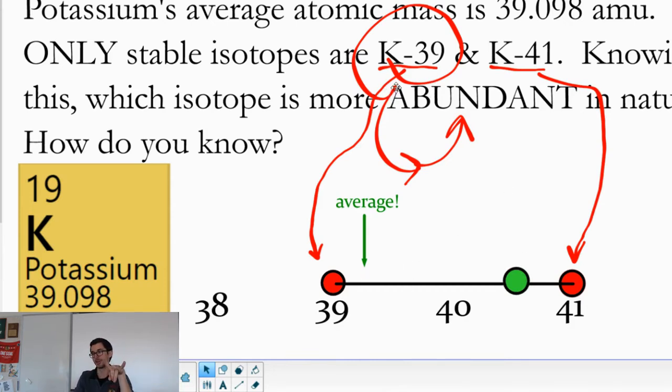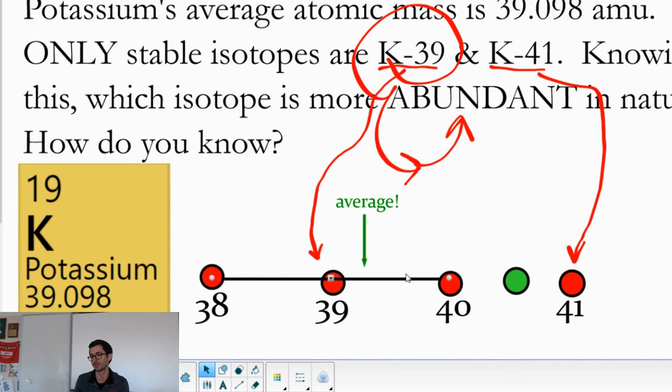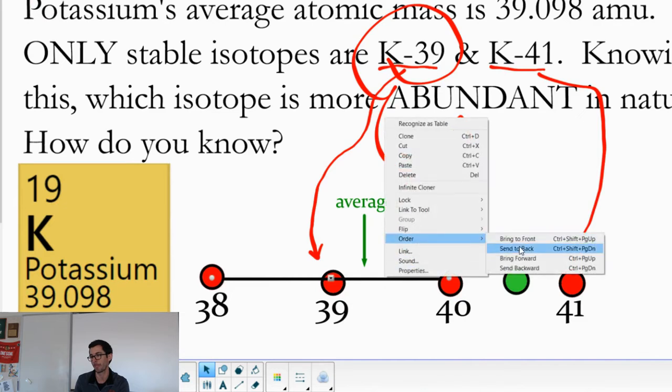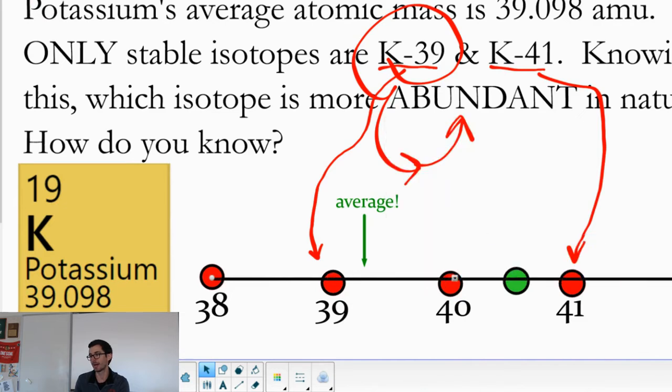So again, if you have two isotopes, it's pretty straightforward. Which one's it closer to? There you go. But here's a problem. Let's say, just for fun, this is just hypothetical, but it's the same idea. Let's say that potassium has 5 stable isotopes: K38, K39, K40, K41, K42. Let's say the average atomic mass of potassium was like right there.